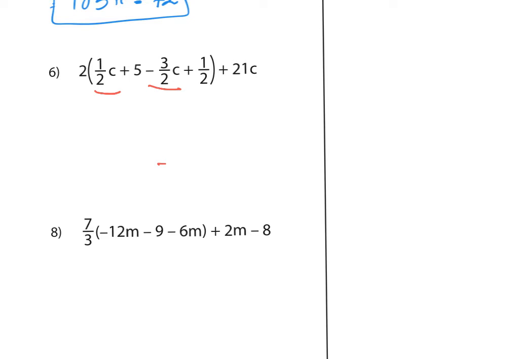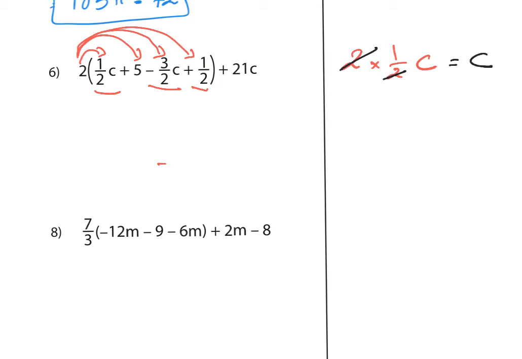But we can also distribute 2 with the fractions, with 1 over 2c, and 2 times 5, and 2 times negative 3 over 2c, and 2 times 1 over 2. And the reason it's easier to do it this way is that we can simplify 2 with 2. For example, if I multiply 2 with 1 over 2c, as you can see, this is the numerator and this is the denominator, so we can simplify 2 with 2. We're going to have 1c or c, right?